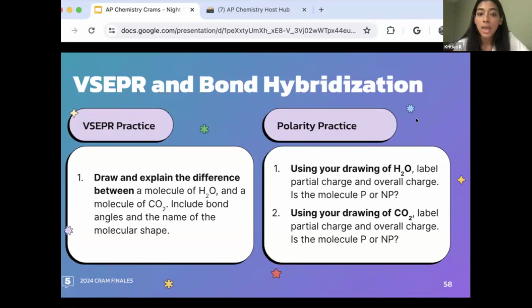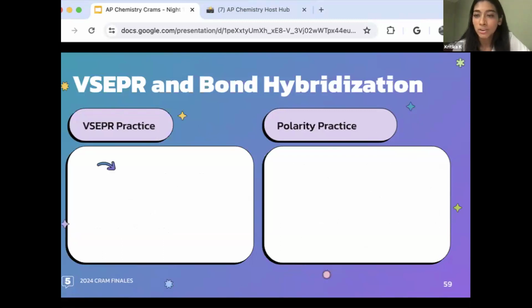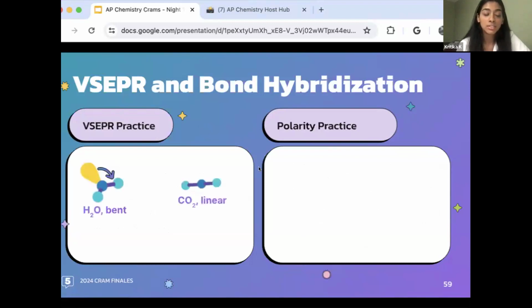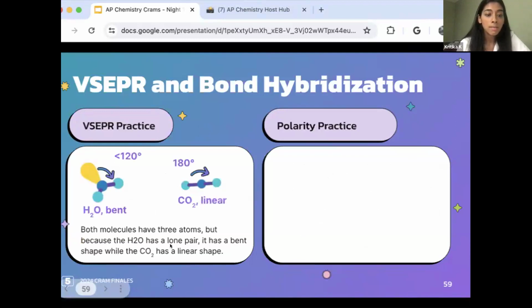I'm going to go ahead and review the answers since we are running a bit short on time. So H2O has a bent shape, and just have the angle degrees. It's going to be less than 120 degrees, and CO2 will be linear with an angle of 180 degrees. The reason for the difference, even though both molecules have 3 atoms, is that H2O has the lone pairs, as you remember, they were on my head, while CO2 doesn't have that.